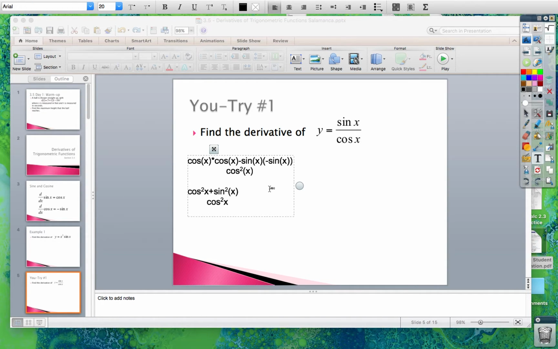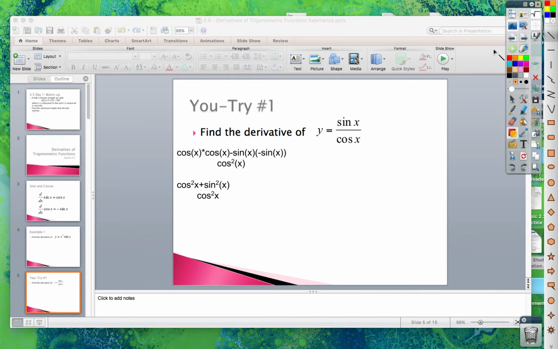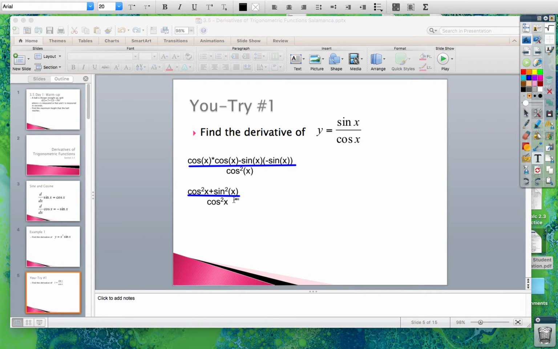And if you take a look at your trig identities that you learned last year, you'll remember that cosine squared x plus sine squared x is equal to 1. If you didn't, that'd probably be something you want to put in your notes. So essentially what we have here is 1 divided by cosine squared x. And remember, 1 divided by cosine squared x is really just equal to secant squared x.